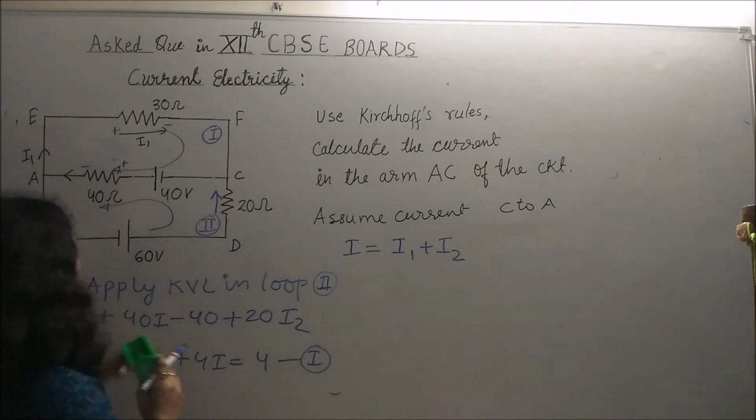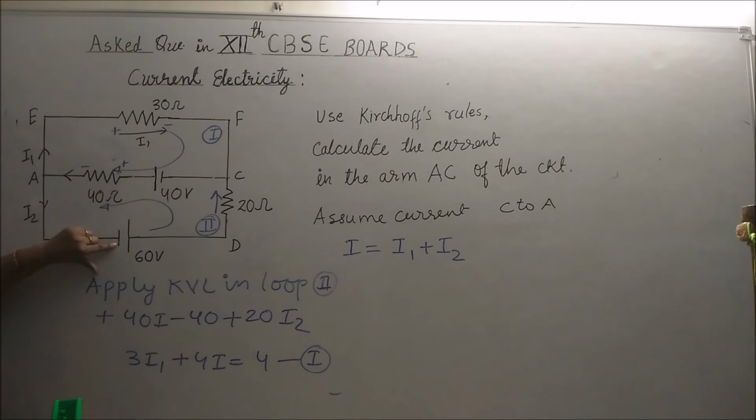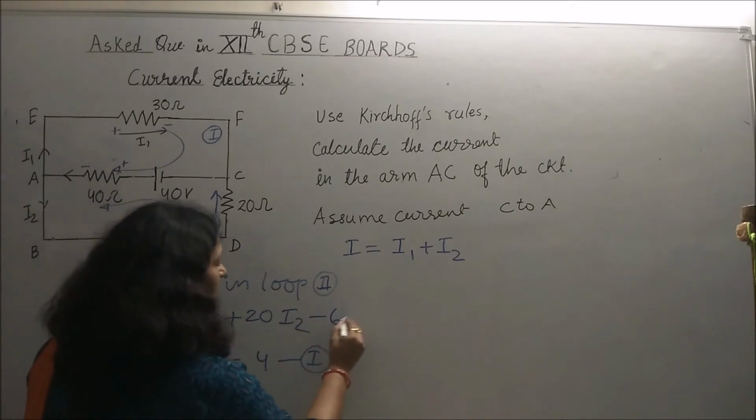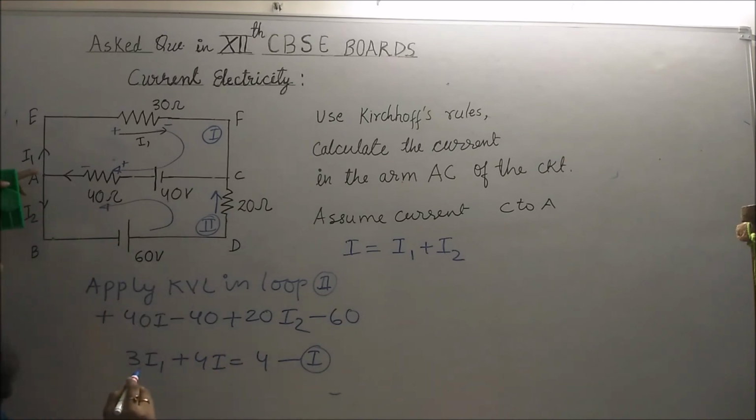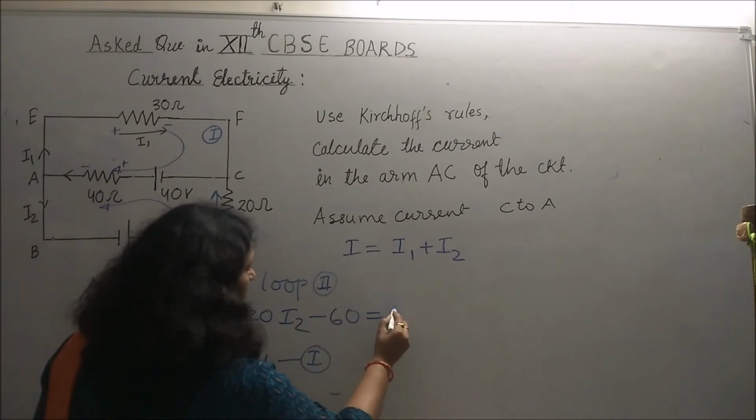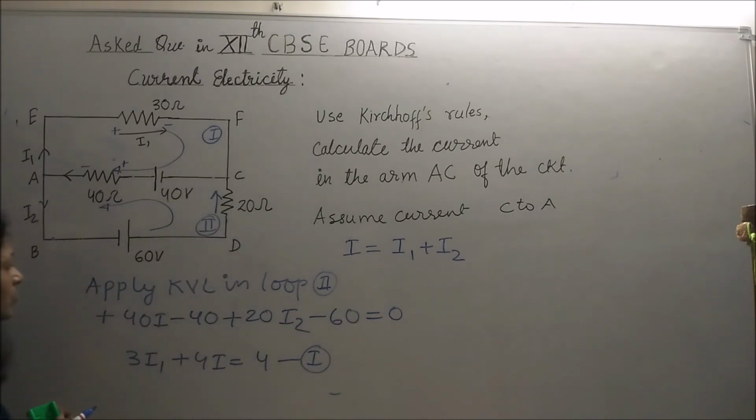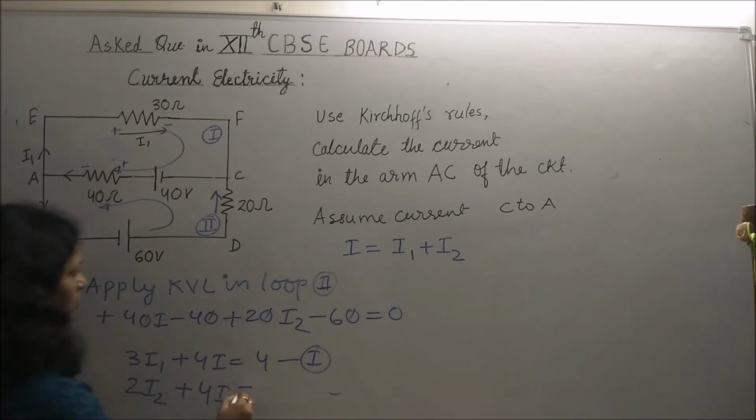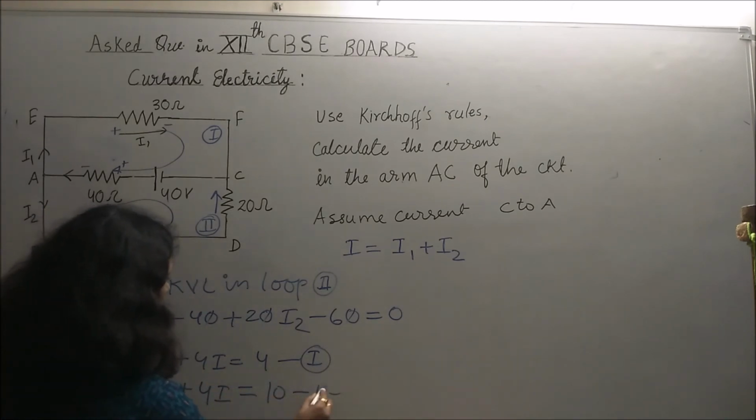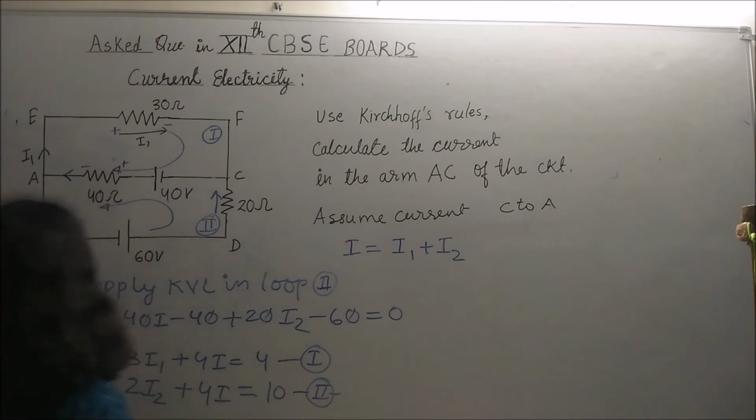Here the last terminal of battery in our path is minus, so again minus 60. Now we return to our starting point, equal to 0. So simplify these: 4I, and 2I2 is equal to 10. This is our second equation.